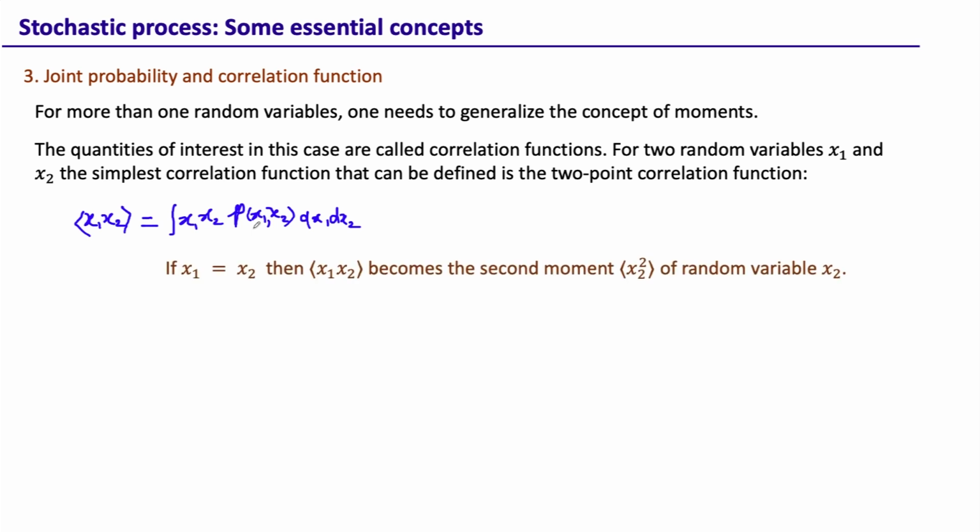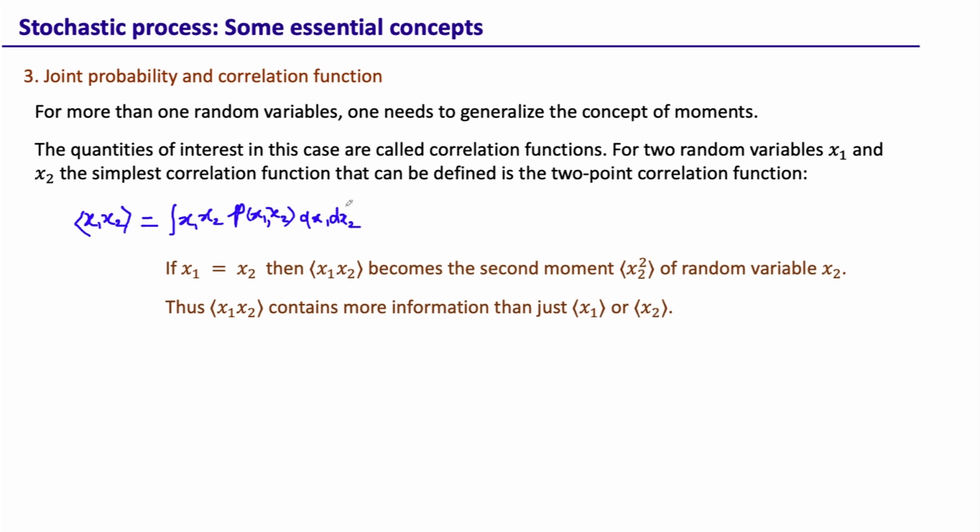Of course, if x1 is equal to x2, if they are the same event, then x1 x2 becomes the second moment of random variable x2. So x1 x2 indeed contains more information than just x1 or x2. So this is a different object than just multiplying x1 and x2. That's the main point.